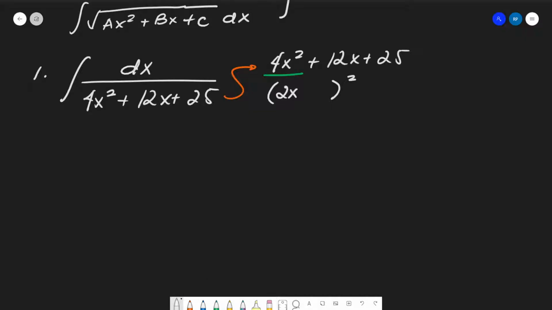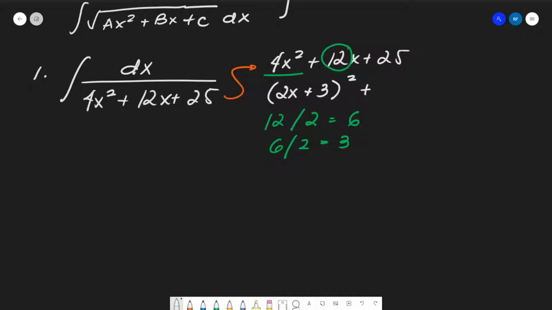Now, paano natin mahahanap yung second term? Kunin ninyo yung numerical coefficient na middle term, which is 12 divided by 2, which will give us 6. Now, di pa tayo tapos. Yung quotient, i-divide nyo ulit sa numerical coefficient nung first factor, which is in this case 2x. So 6 divided by 2, we have 3. So we have plus 3. Ito yung first factor.